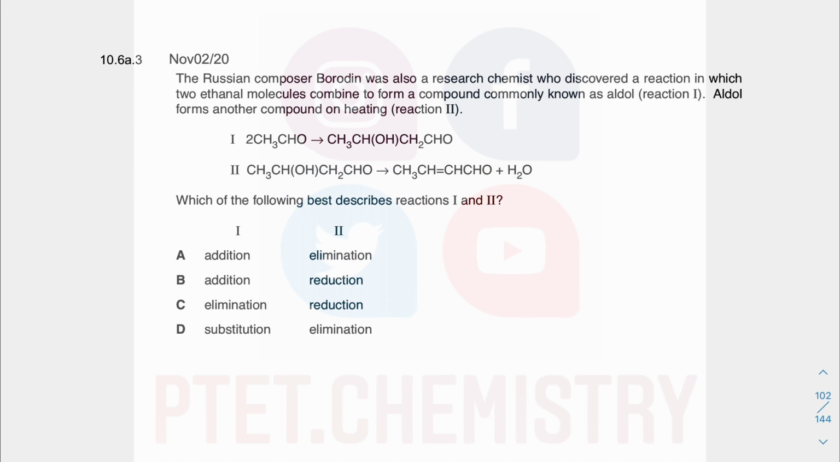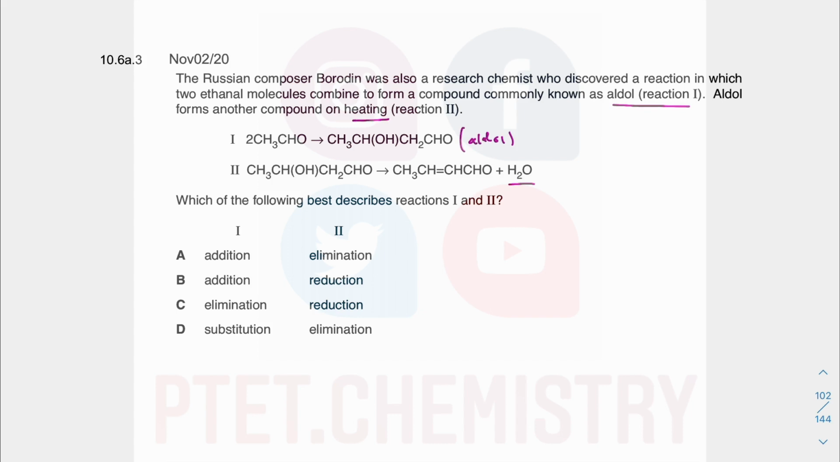Next question. So this Russian composer Borodin. Quite an interesting backstory there. You form a compound commonly known as aldol. That's reaction 1. So this is your aldol product. And then the aldol can kick out water upon heating.